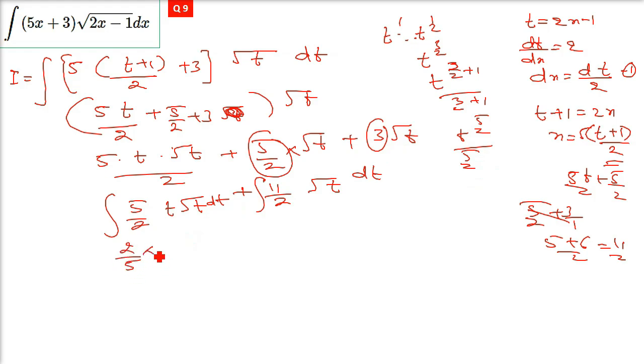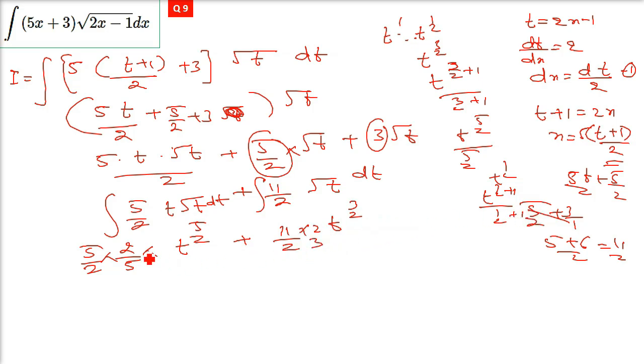So 5 by 2 was already there, 2 by 5 comes in, and this is t raised 5 by 2. Coming to the next second term, 11 by 2. Under root t is simply t raised half, so it will be t raised half plus 1 by half plus 1. So this will be t raised 3 by 2 divided by 3 by 2 in the denominator. Half plus 1 is 3 by 2. So it goes up, it will be 2 by 3. So you have t raised 5 by 2, the first term, and from here 2 gets cancelled, 11 by 3.